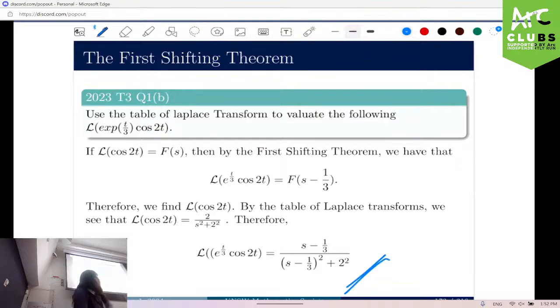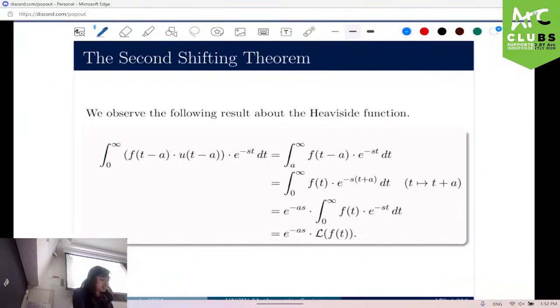Okay, so now the second shifting theorem. We will not stop at just one shift. We will now have two shifts.